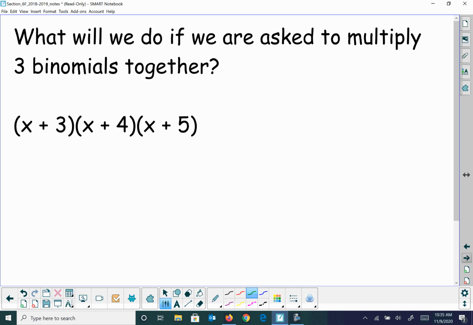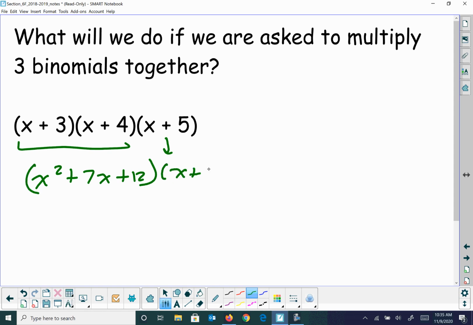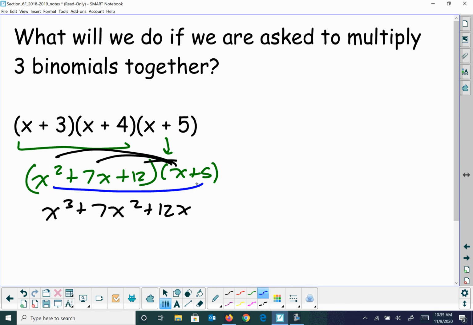All right, if we were going to have to do this, I'm going to pick the first two and FOIL them out. 3x plus 4x is 7x times 12. And now I'm going to multiply by this one. So make sure you distribute x to each of those. And then distribute positive 5 to all of those.